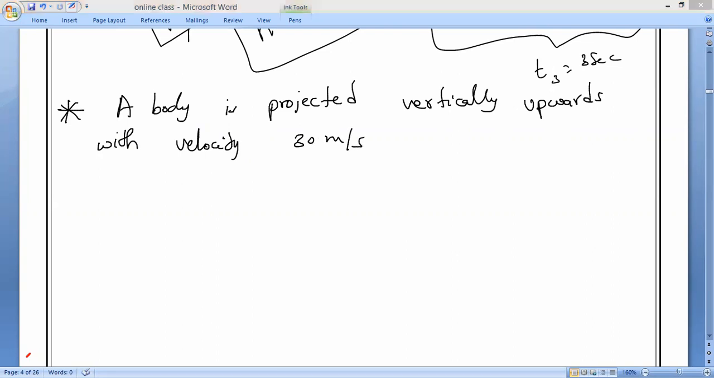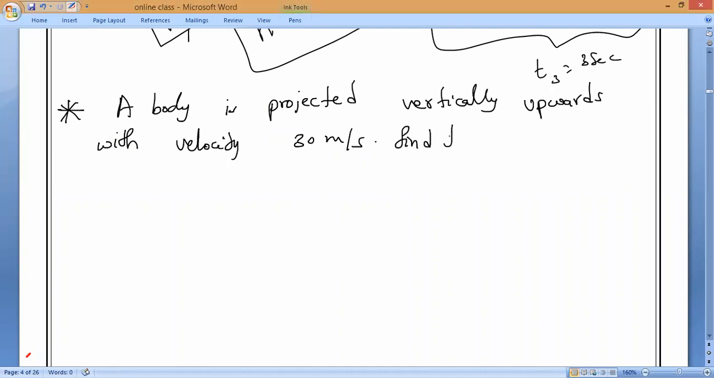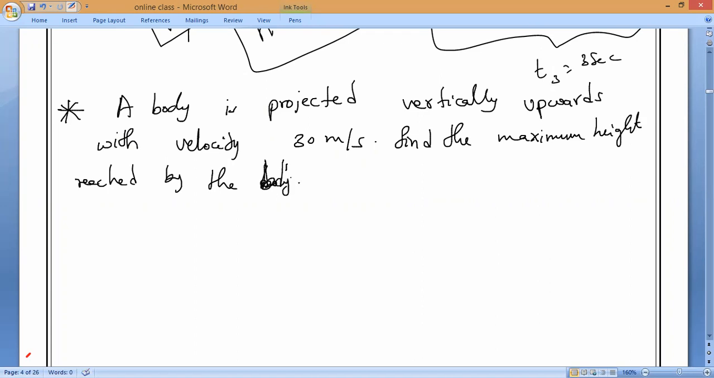Find the maximum height reached by the body. First, let us solve by the general method. Shall we solve, Hari? General method, ready? Now, the body is thrown upwards. Is g positive or negative?